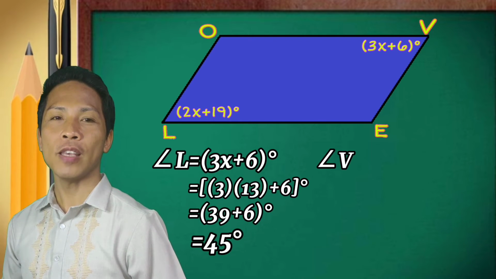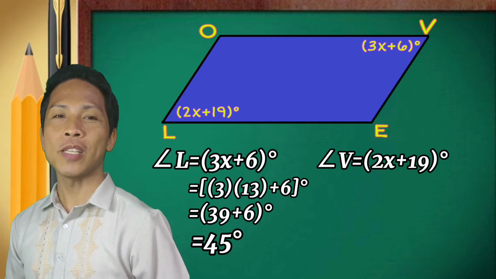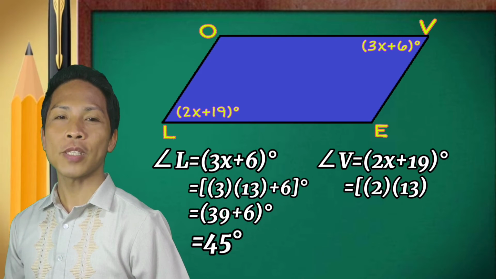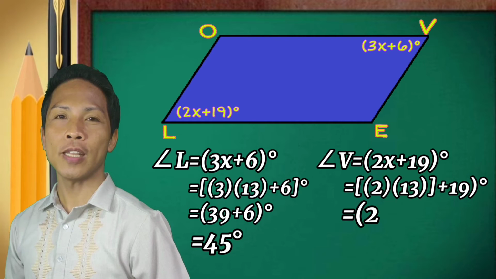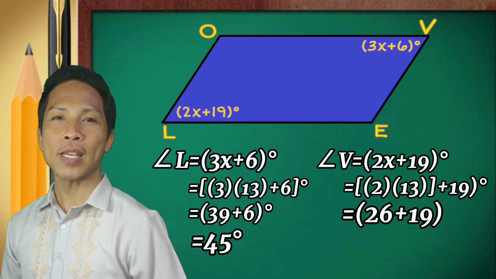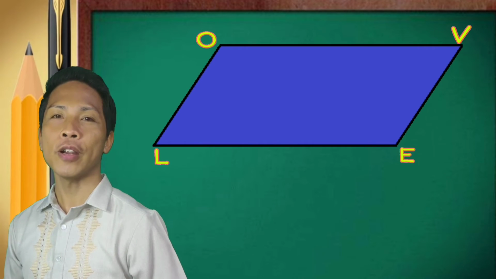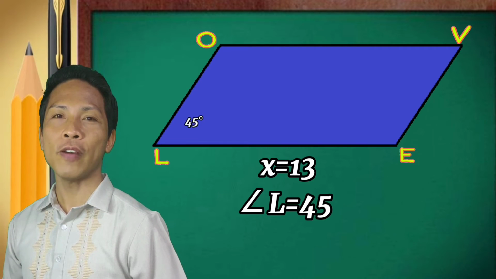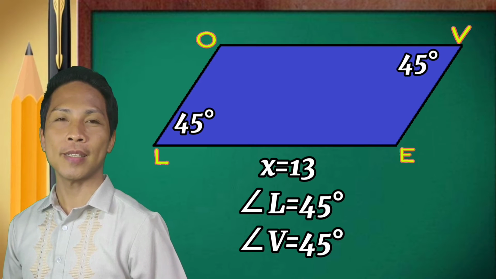Next, angle V is equal to 2x plus 19 degrees. Substitute x with 13. 2 times 13 plus 19 degrees. 2 times 13 equals 26 plus 19 equals 45. So angle V equals 45. Therefore, x equals 13, angle L equals 45 degrees, and angle V equals 45 degrees.